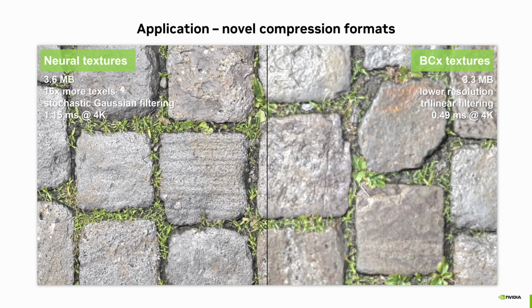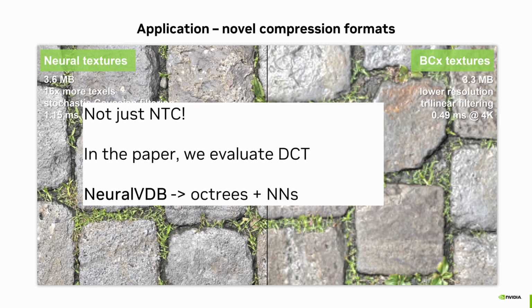And this application is obviously not limited to neural texture compression. In the paper, we evaluate using DCT compression and show that stochastic texture filtering saves significant performance. It also applies to all kinds of other representations and compression formats. For example, neural VDB uses octrees together with small neural networks for super efficient compression of volumetric textures.